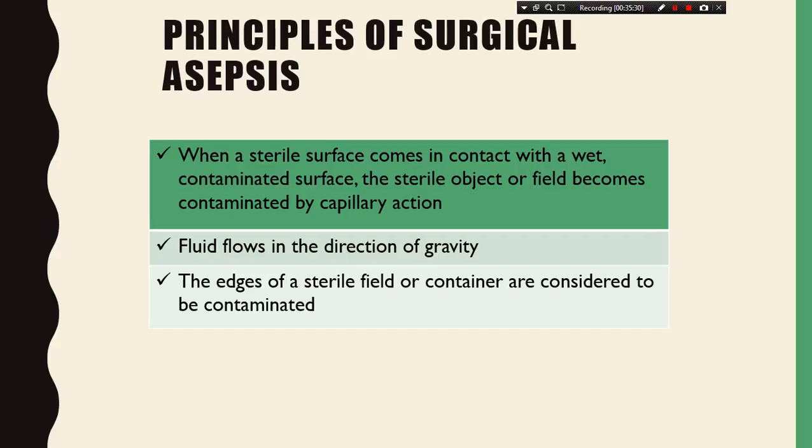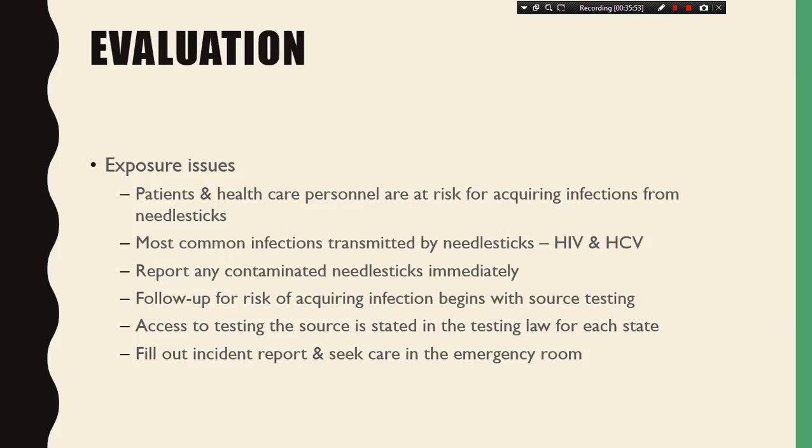The edges of a sterile field or container are considered to be contaminated. A sterile field has a 1-inch border, which is considered contaminated. So you're allowed to actually touch this 1-inch border around a sterile field with clean or bare hands. But if you touch it with sterile gloves or a sterile object, the gloves or object are now considered contaminated.